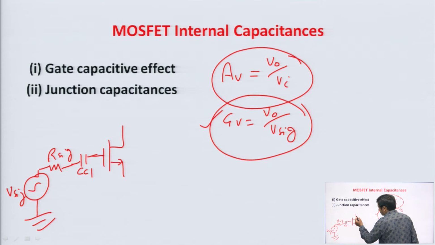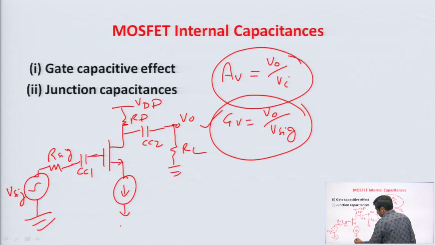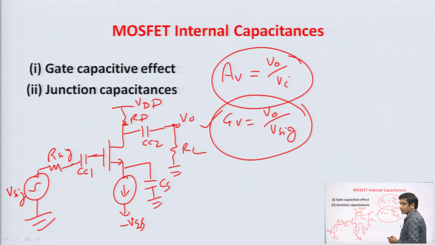We take the output from the drain terminal, but not directly. Again there is a coupling capacitor involved here, that is CC2, and from here we get the output. This is your load resistance RL, this is your drain resistance RD, and this is your supply voltage VDD. Further, for biasing purpose we have connected a DC current source here, minus VSS, and here there is another capacitor, CS, that is called the bypass capacitor.